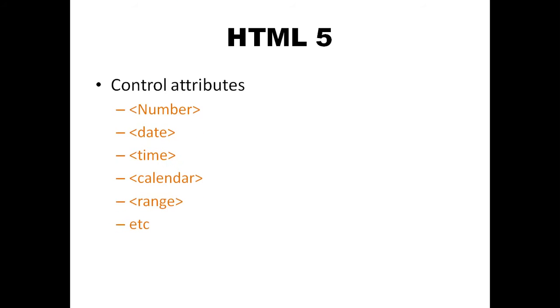Now another new element added is control attributes. What are control attributes? If we have to put numbers, date, calendar, whatever into our web application, HTML5 provides some controls: number, date, time, calendar, range. The purpose behind introducing the new controls is avoiding validation. As compared with HTML4, if we have to add numbers, we have to use extra validations to allow only numbers in that control. But in HTML5 there is no need to provide any extra validation.